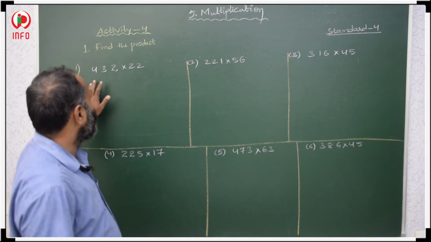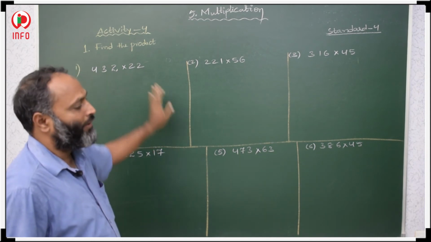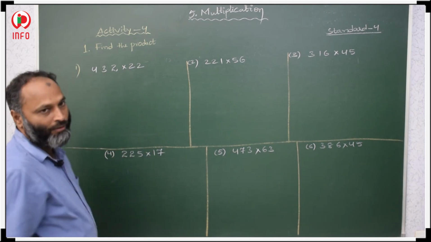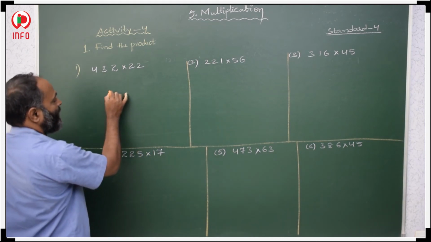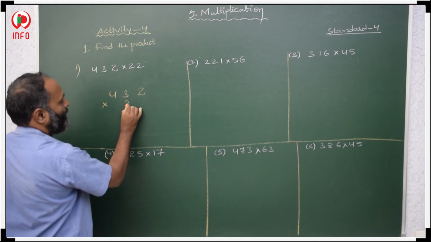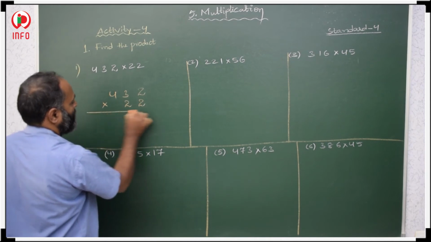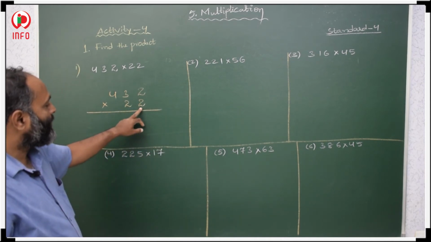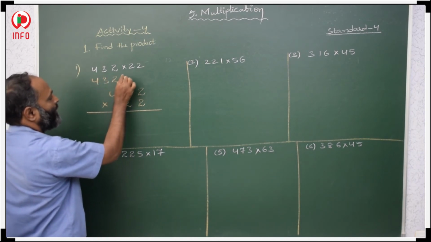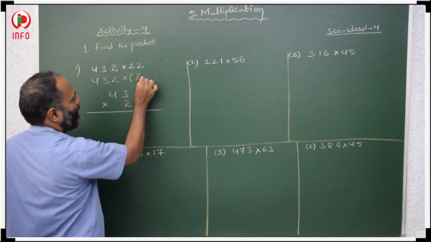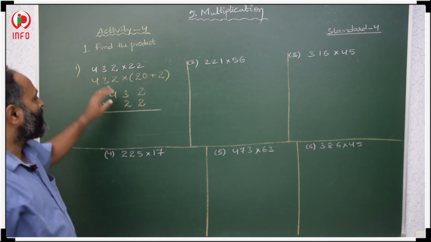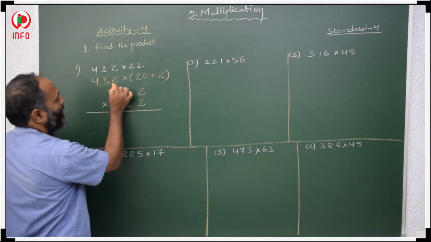Now find the product of a 3-digit number with a 2-digit number. See here, 432 with 22 we have to find. First we have to multiply with 2. So what is 432? Same. 22 means 20 plus 2. First we have to multiply 432 with 2.